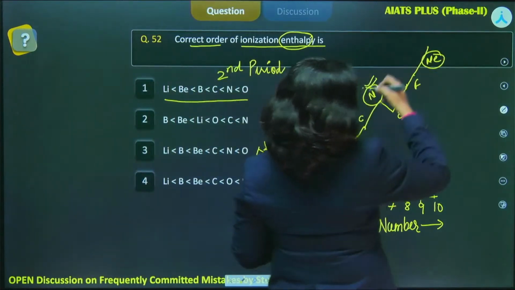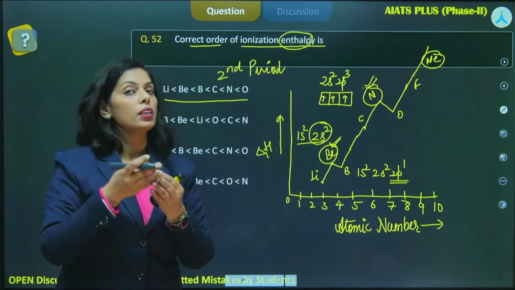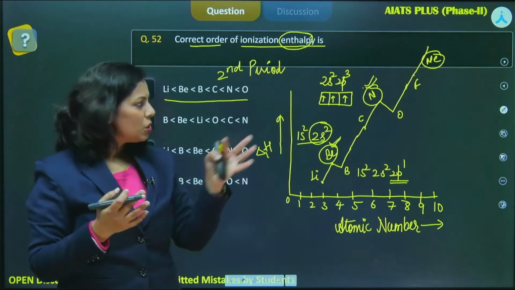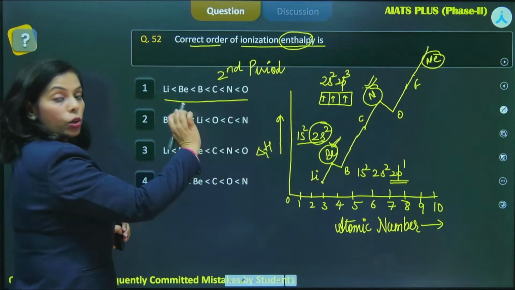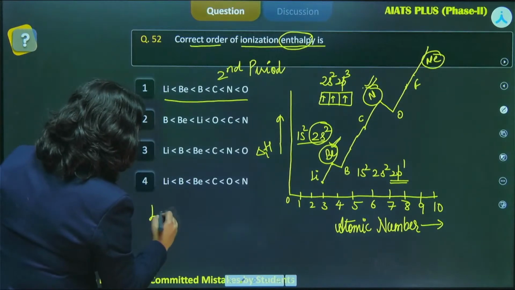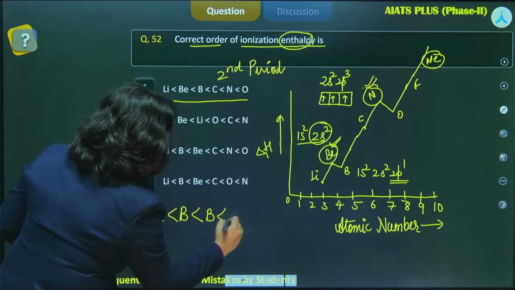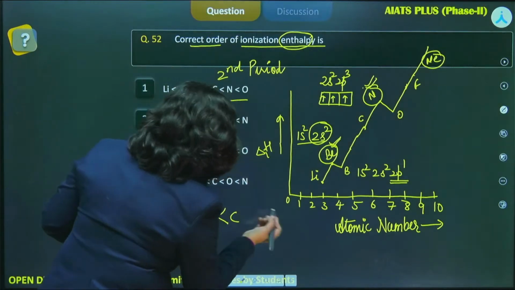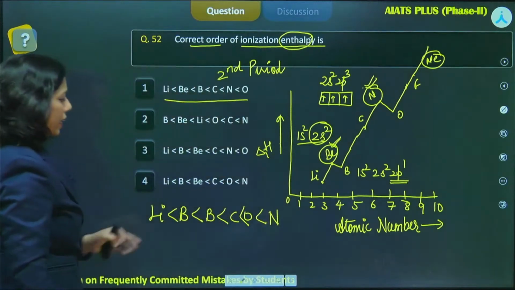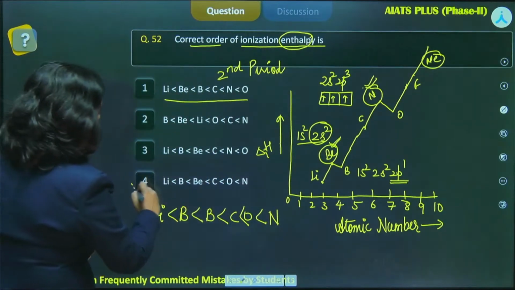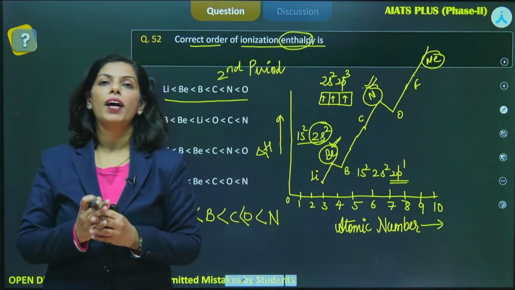And for neon, that is the maximum one, because this is the noble gas, small size, so high ionization enthalpy is needed. So the order would now become different from the regular one. The lithium will come, then boron, then beryllium, carbon, then further oxygen, and then nitrogen, right? The order is correctly matching here with the fourth one. Done? So this type of question you will find from this chapter.